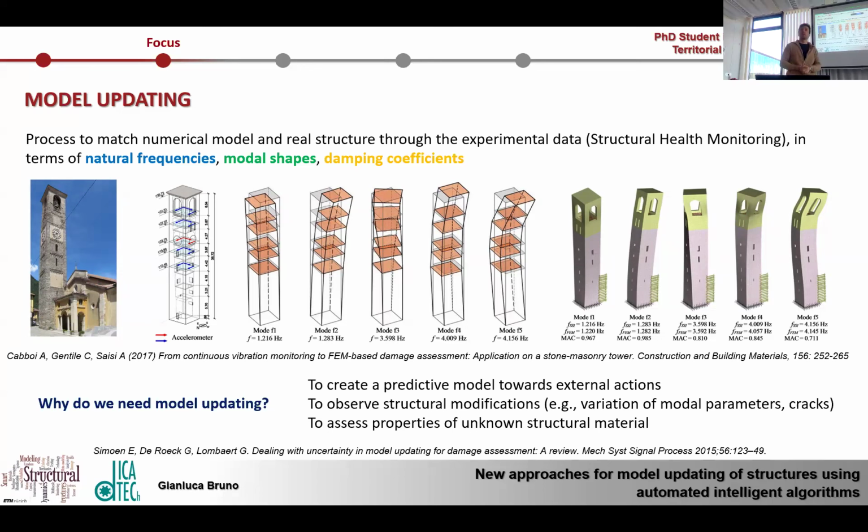In particular, when we talk about model-based model updating, we use the natural frequencies, mode shapes, and damping coefficients. It is very important to have a calibrated, updated model to assess the structural behavior under external action, to observe changes in the characteristics of the structure, and to assess the properties that we know of the structures.